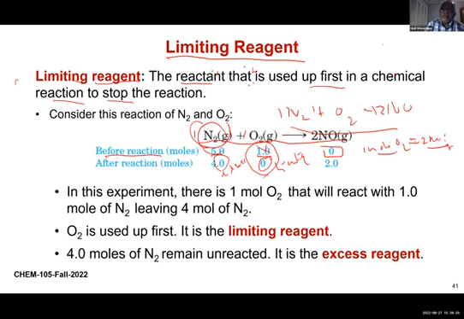In this experiment, 1 mole of oxygen reacts with 1 mole of nitrogen, leaving 4 moles, the 4 moles here. Oxygen is used up first, so it is the limiting reagent. The 4 moles of nitrogen is called the excess reagent. When you have 2 or more reactants, if they are in stoichiometric ratio, 1 mole ratio, then both are limiting reagents.